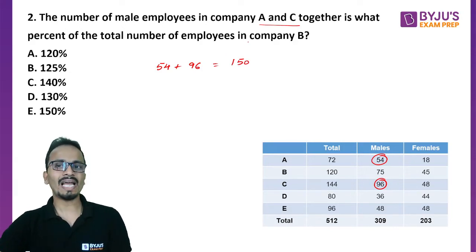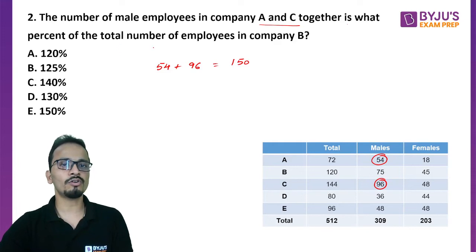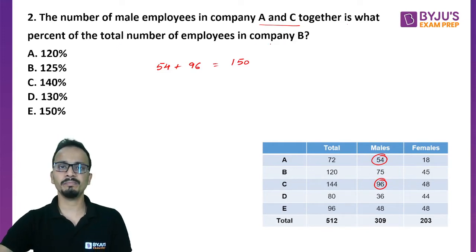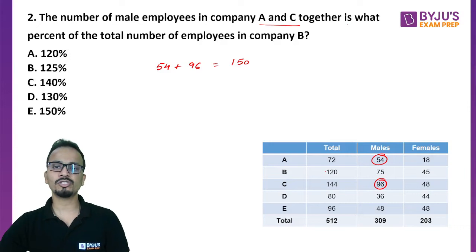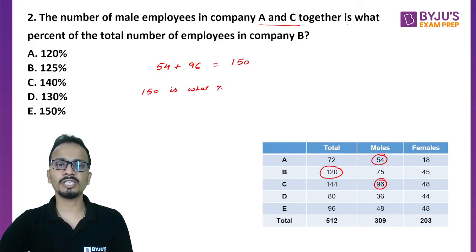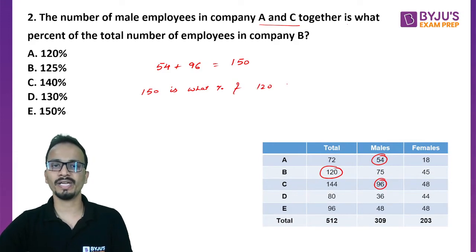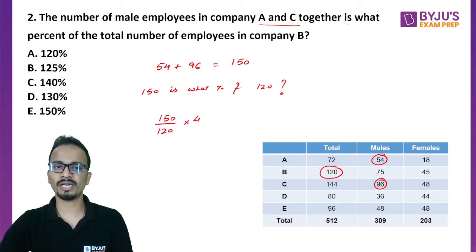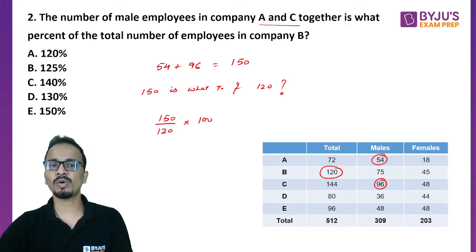Now this value is what percent of the total number of employees in company B? So 150 is what percentage of total number of employees of company B, which is 120. So the question is, 150 is what percentage of 120? All right, so how will we calculate? 150 divided by 120 into 100. This is what we have to calculate.